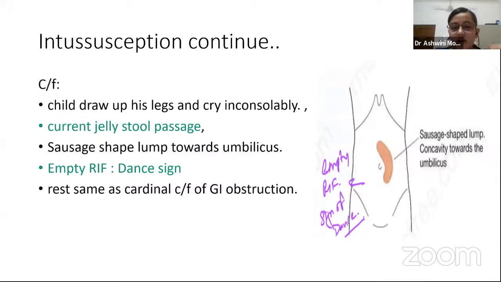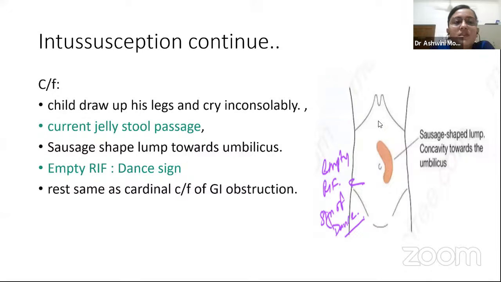The rest are the same as the cardinal features we have discussed before. The other features will be similar to generalized GI obstruction: distension, pain, vomiting will be the same in this patient. So the differentiating features will be these only: the child will draw up his legs and cry inconsolably, currant jelly stool, and a sausage-shaped lump.